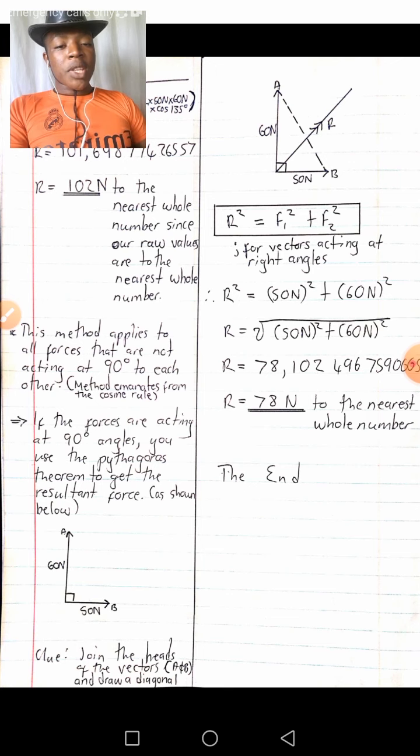You say R squared is equal to 50 Newton squared plus 60 Newton squared. R is equal to root of 50 Newton squared plus 60 Newton squared, which is R is equal to 78.102496759065. You express that to the nearest whole number, because our raw values were given to the nearest whole number. Thank you very much for attending this lesson.